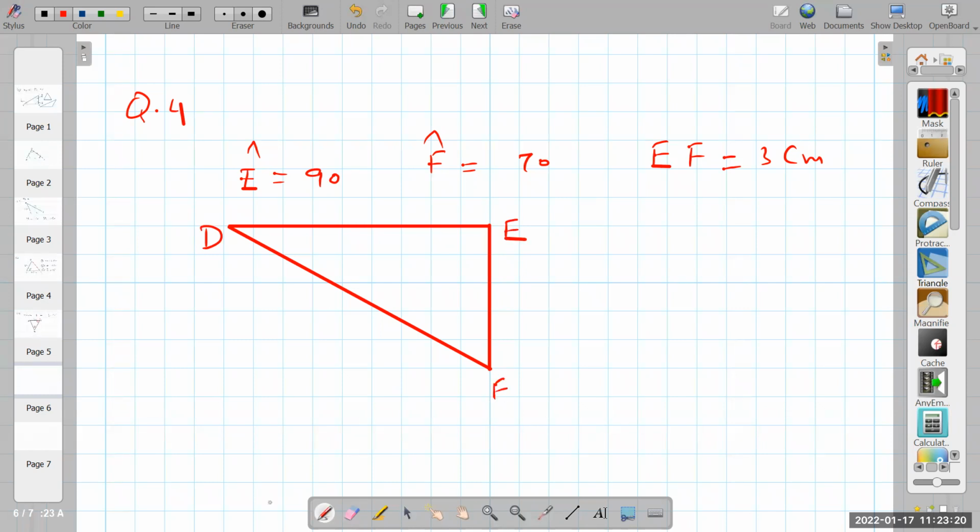Okay, EF, which is EF? This line is EF, right? 90 is E and 70 is F. This angle is a 90 degree angle, E, 90 degrees. Down here is 70. And F, this is angle F, 70 degrees.